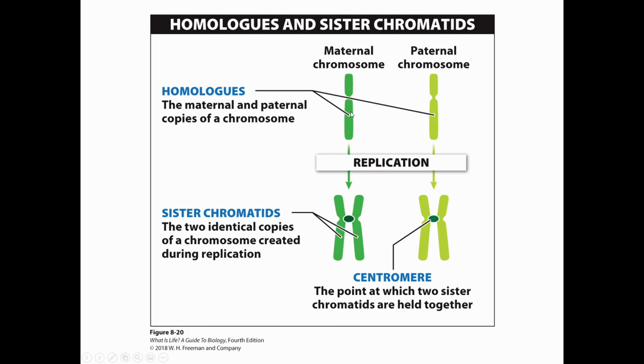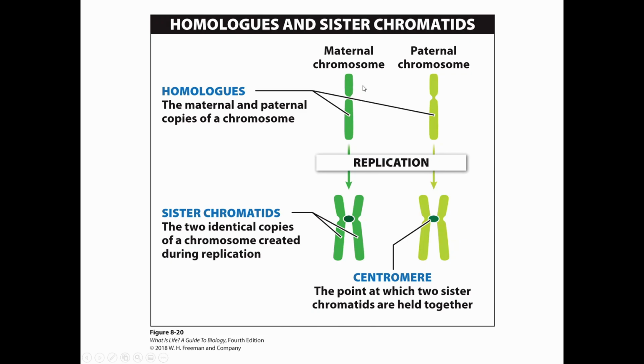So these two here, we have a maternal chromosome and a paternal chromosome. So this chromosome came from this person's mom, and this chromosome came from this person's dad. The homologs are extremely similar, but not identical. That's a big thing. Similar, but not identical. Same type of information, but different versions.